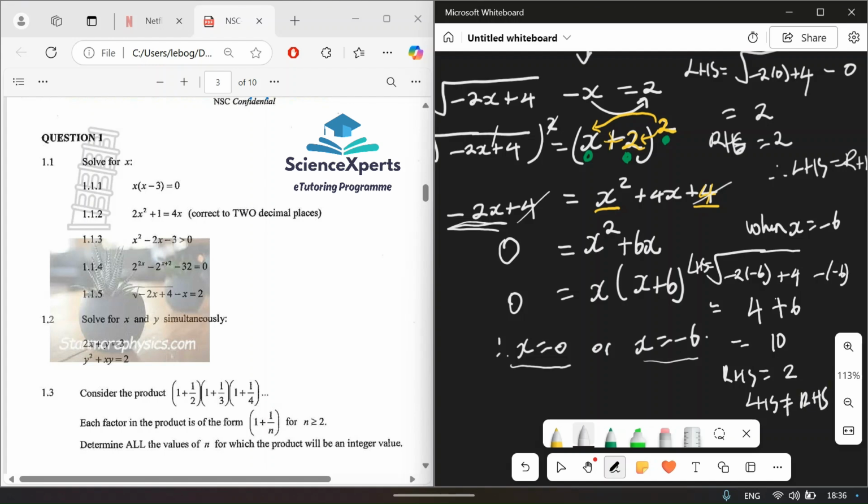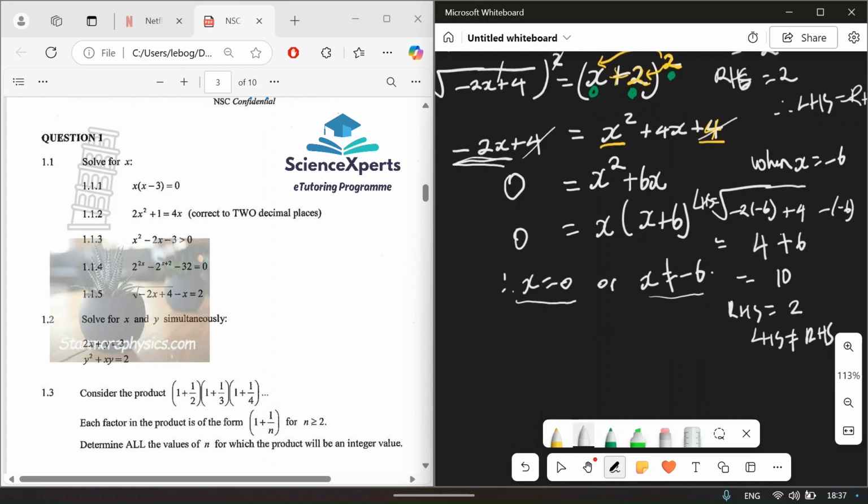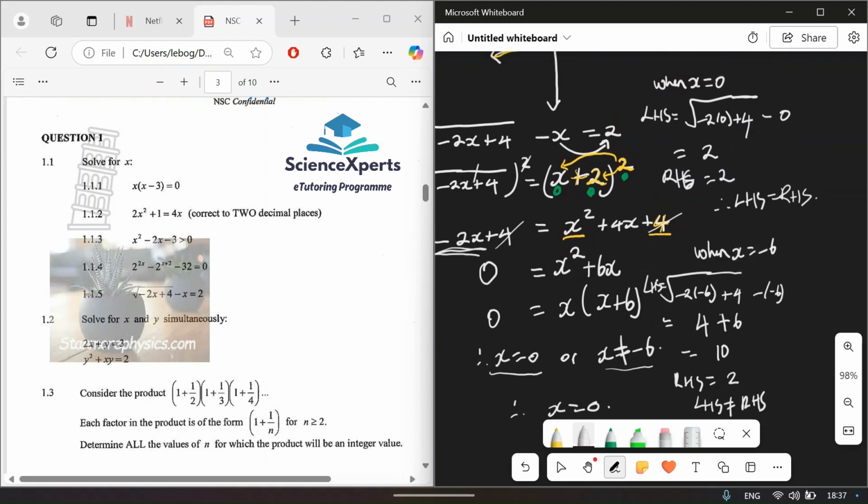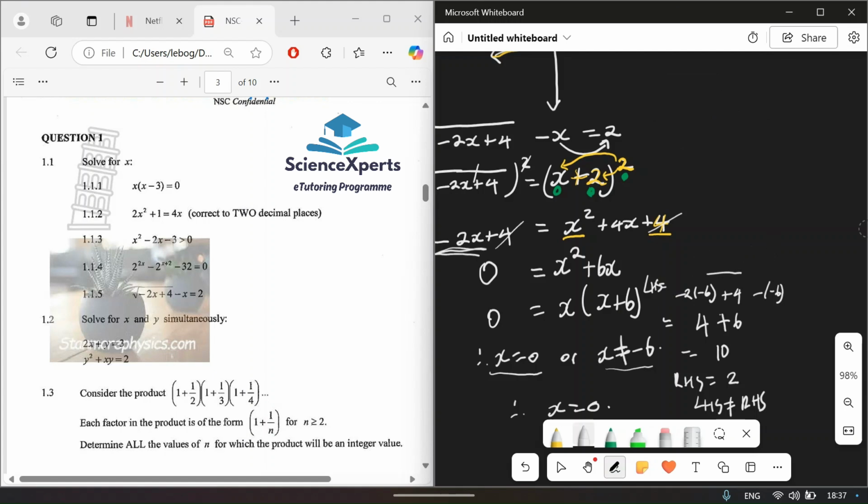So we therefore disregard the solution by drawing a diagonal line across the equal sign here. x equals negative 6. So our final answer is x equals 0. This validation step, you don't really have to show it, but just do it on the side, or you can just do it on your calculator. As long as you validate at the end of your solution, then you are good.